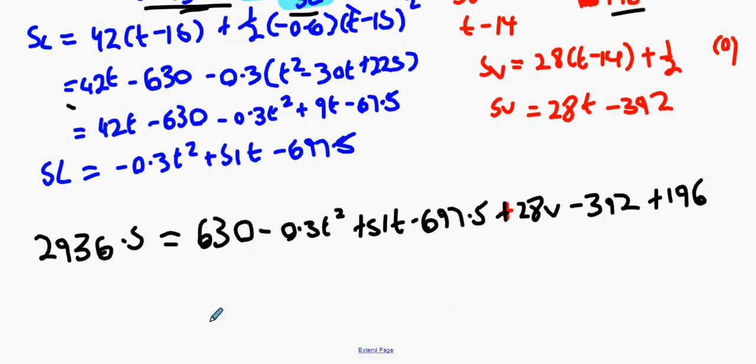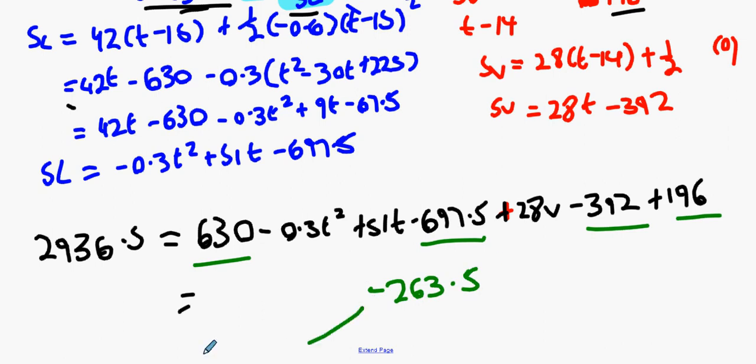Now I'm going to add all the regular numbers together first. So that's this one, this one, this one, and this one. So we're going to get 630 minus 697.5 minus 392 plus 196, and we're actually going to get minus 263.5. Bring that over the other side and add it.